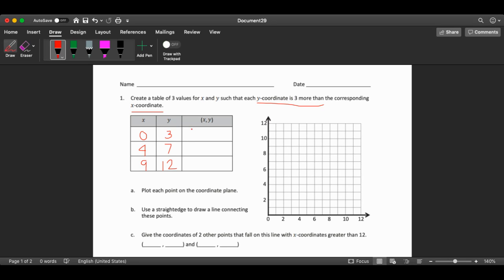All right, and then they want you to give the actual coordinate pair here. So we'd have (0, 3), (4, 7), and (9, 12). All right, if you'd like, you can pause the video and plot these on your own. I'm going to do it as well.